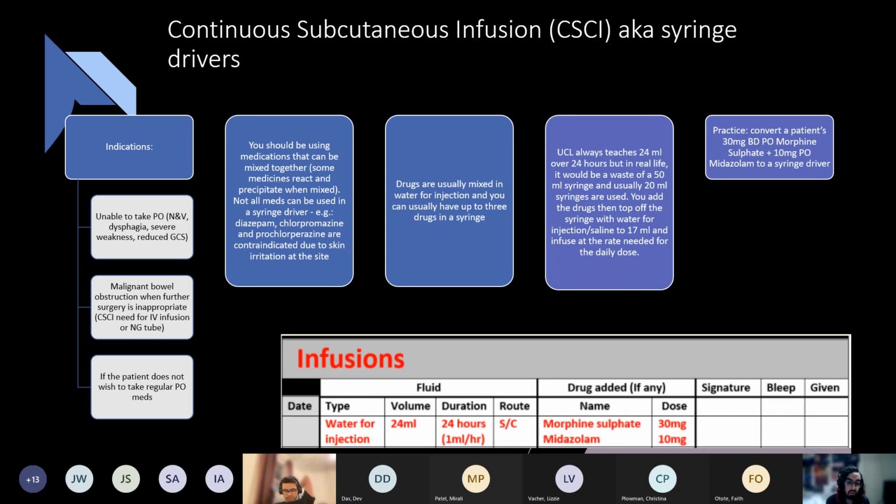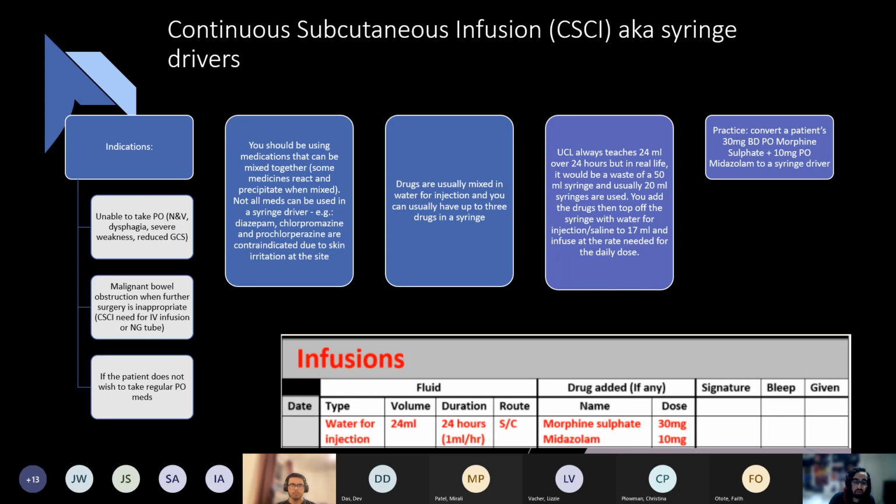Yeah, perfect. The biggest ones, they can't tolerate oral meds. So the usual things, have they got really bad dysphagia because they've got an esophageal tumor? Have they got a weak, poor swallow? Are they GCS 9, for example? Maybe a malignant bowel obstruction, which isn't going to be treated, and you don't want to put in an IV infusion or an NG tube. And the last one is obviously if the patient doesn't want oral meds and they have capacity, then you can't really force it on them.